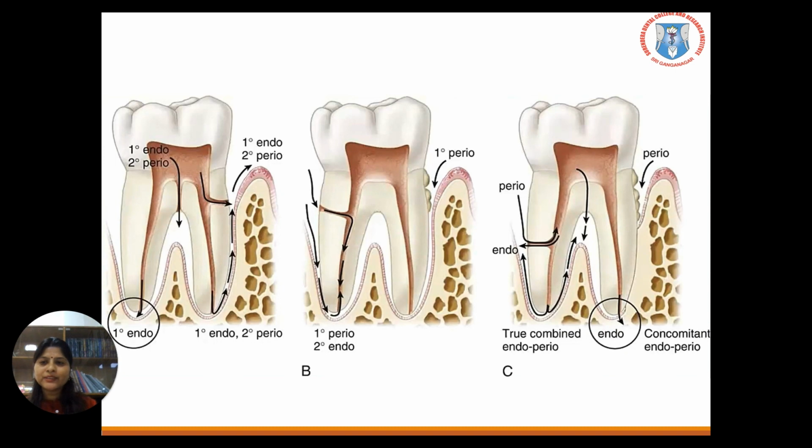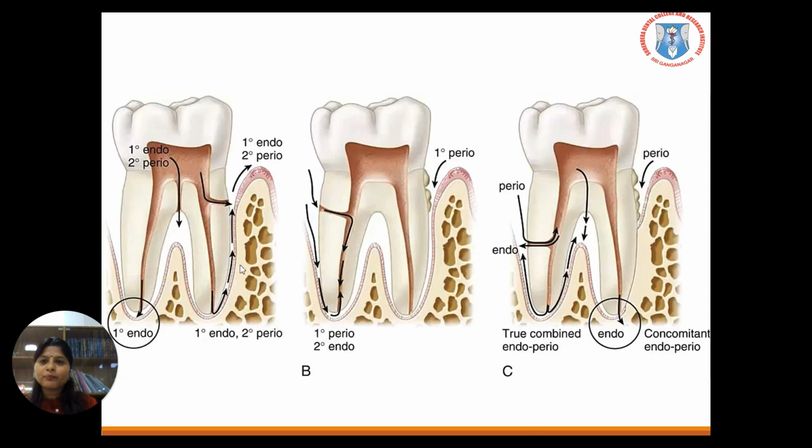Explaining this, first is the picture showing the primary endo, that is, only an endodontic lesion is present, which can result in inflammation of the surrounding structures. Then is the primary endo with secondary perio, that is, first the endodontic involvement is there, then it has resulted in the involvement of the periodontal structures.